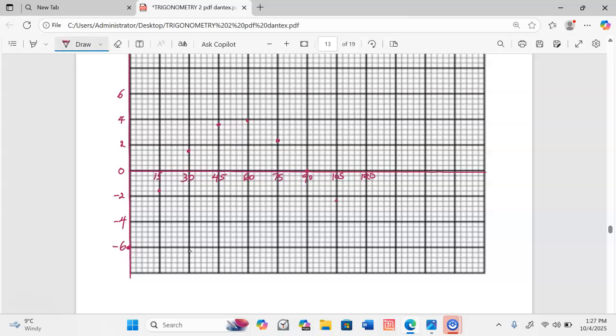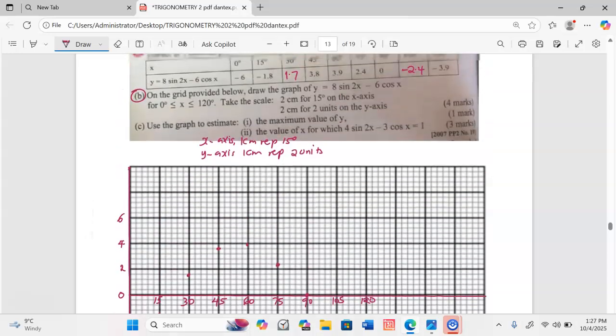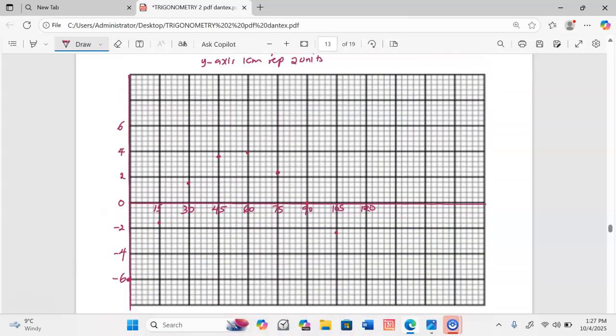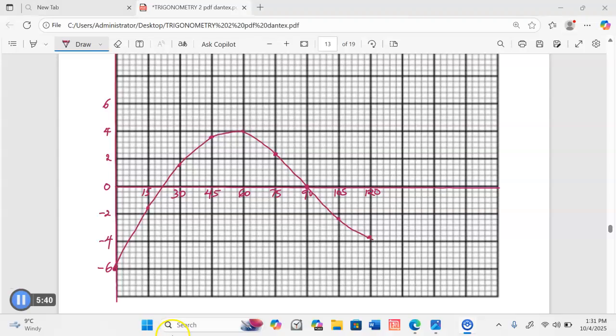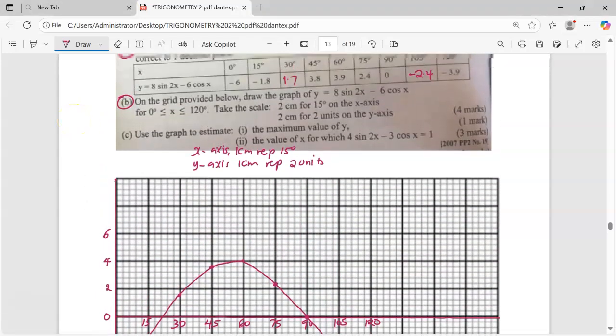Negative 2.4 at this point, and finally at 120 we are going to have negative 3.9, and negative 3.9 is going to be around this point here. So once we have done that, now we are going to use our free hand to draw our curve. Now we can join all these points this way for us to get our curve. So that is exactly our curve.